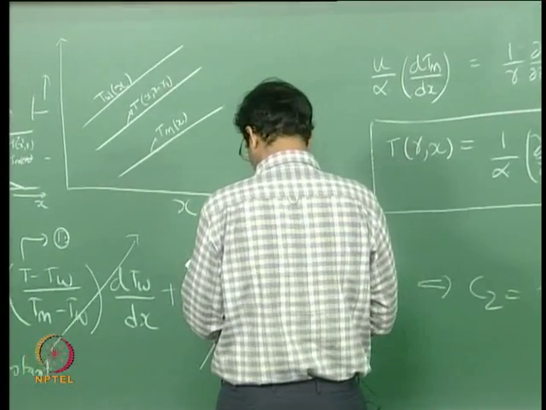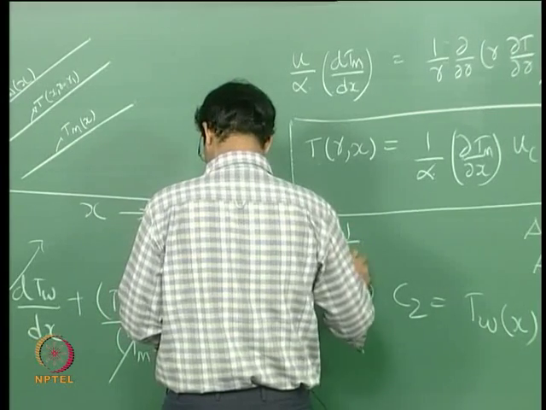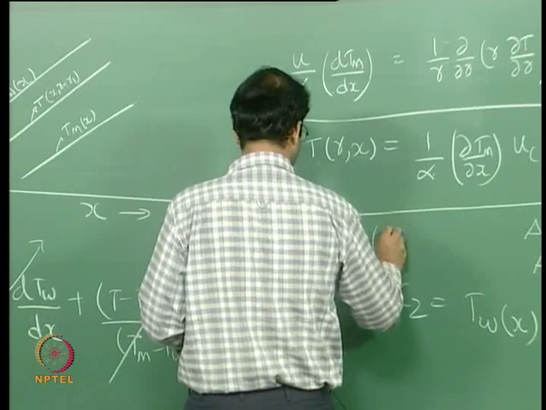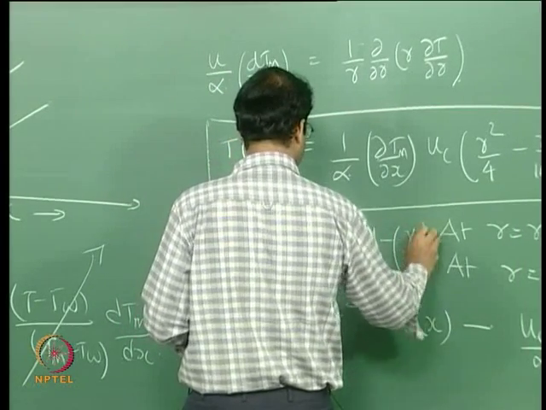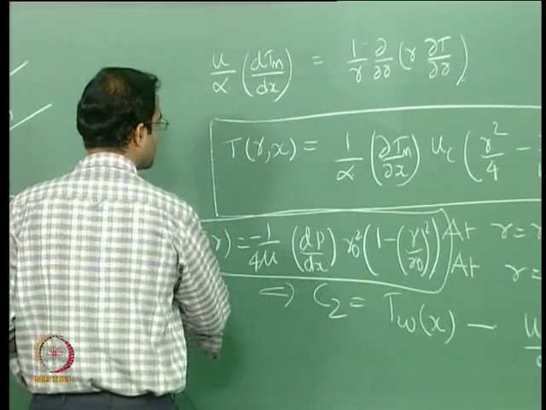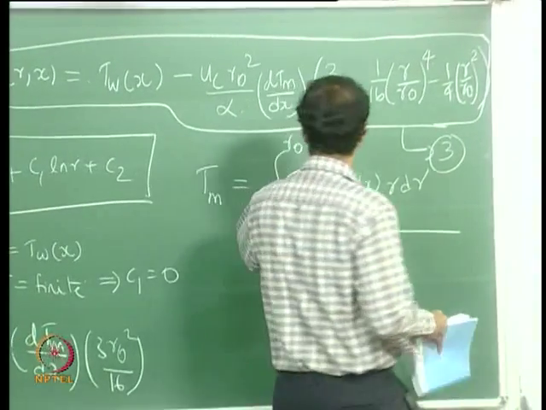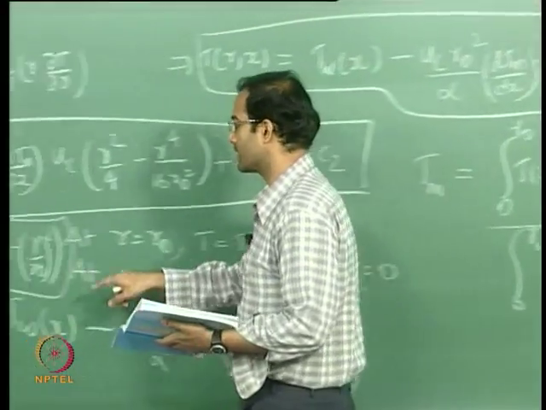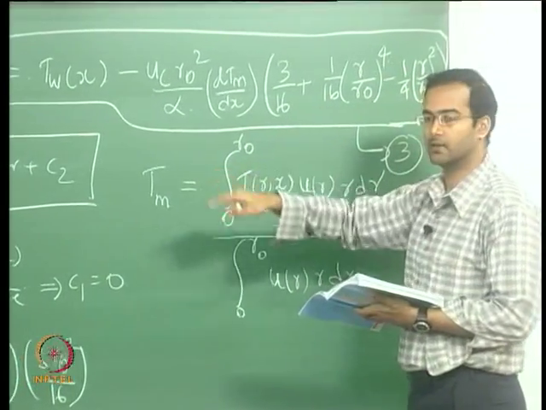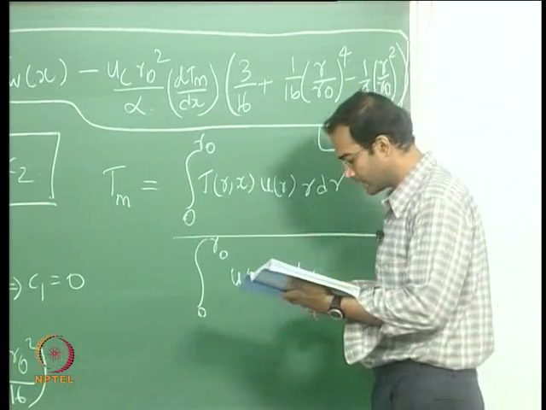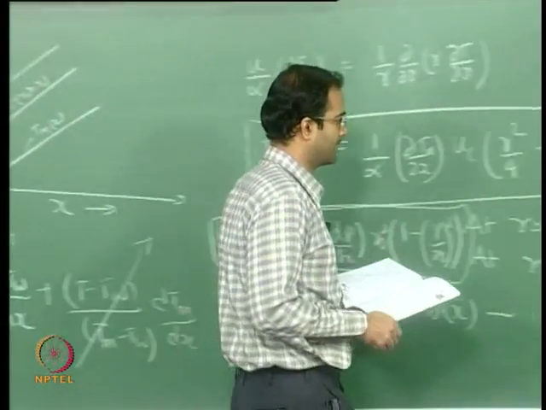I'll just write down the velocity profile for you again. So your U of R is 1 by nu, minus 1 by 4 nu into dp by dx, R naught square into 1 minus R by R naught whole square. So this is your velocity profile, and this is your temperature profile right here. You have to plug both of these inside, and dTm by dx is a constant, dP by dx is a constant. Therefore you will have to integrate this with respect to R. You have to multiply all the terms and then integrate it. It is a little bit lengthy integration which I am not doing. If you find it too difficult, you can use Mathematica to do the integral.